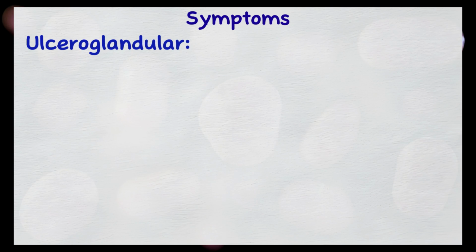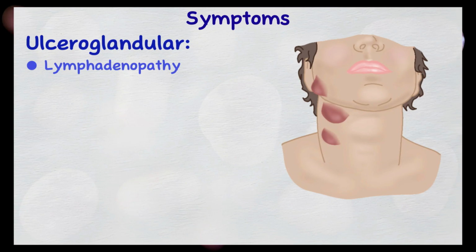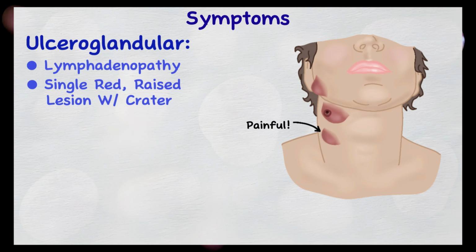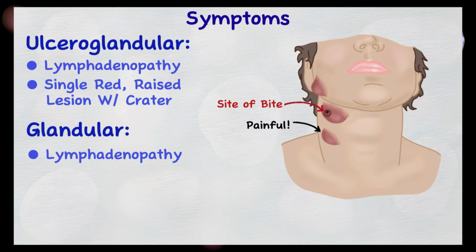In the ulceroglandular form, there is lymphadenopathy, characterized by enlarged lymph nodes that may be painful to the touch, along with a single red, raised lesion featuring a crater at its center at the site of the bite. In the glandular form, the primary symptom is painful lymphadenopathy without the accompanying lesion.